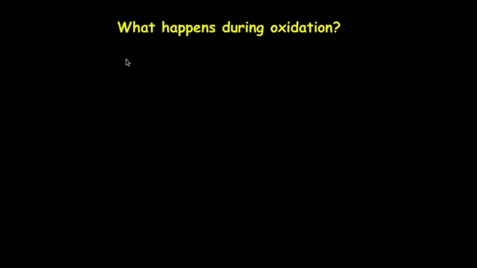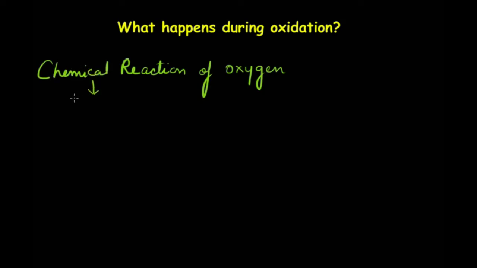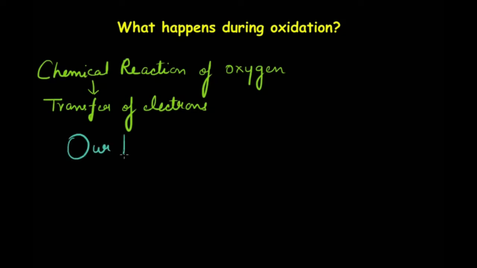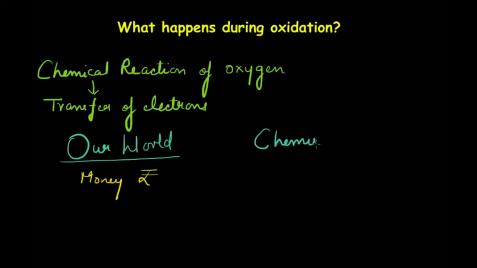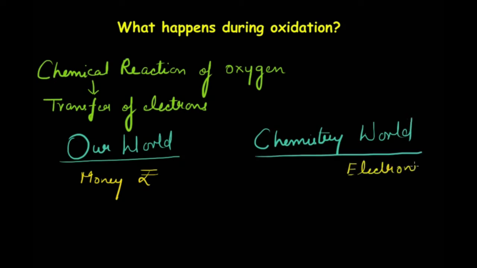Now let's understand what actually happens during oxidation. We just discussed that oxidation is reaction with oxygen. By reaction here I mean chemical reaction, that means a reaction in which transfer of electrons occurs. Let's understand this with an example. In our world, most of the fights occur because of money. Similarly, there is a world of chemistry as well, and like we have people, the world of chemistry has elements. These elements keep on fighting with each other, and these fights are called chemical reactions. Unlike our world, these fights are for electrons. e-negative is the symbol of electron.